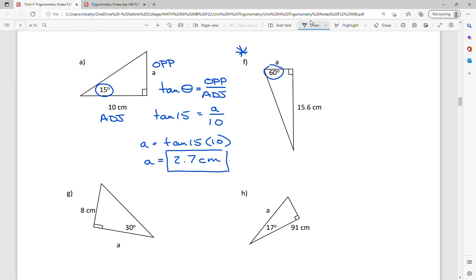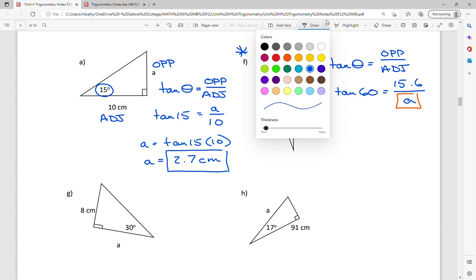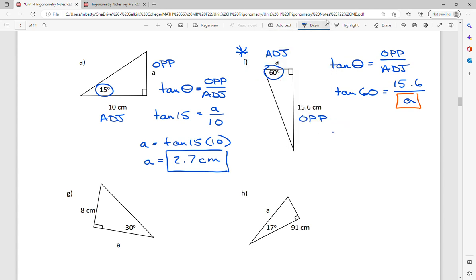All right, just when we get things going on this one, I'm going to go about this the same way. I'm dealing with the tangent of my angle is opposite over adjacent. Subbing in what I know, it's tangent of 60 is opposite, which is 15.6 over A. This one is different. All of a sudden, our unknown is down below.